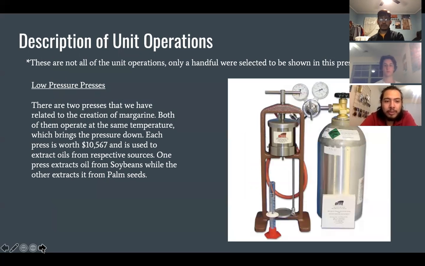So the low pressure press, the reason it is called a low pressure press is because the low temperature inside creates a low pressure. Each press is worth about $10,500, which equates to $21,000 when considering both. And each one extracts oil from its respective seed.